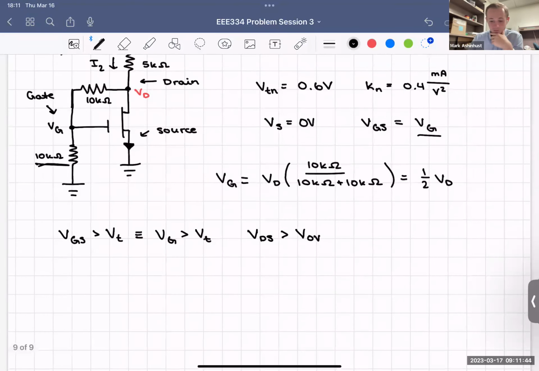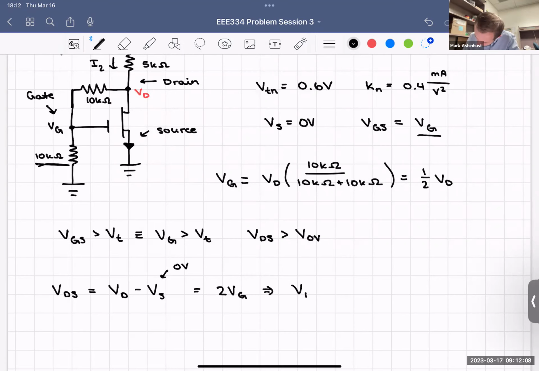So from this, we know that VDS, we can split up VDS. So VDS is voltage at the drain minus voltage at the source. We know voltage at the source is 0 volts. We also know what voltage at the drain is in terms of voltage at the gate. Voltage at the drain is actually 2 times voltage at the gate. So VDS equivalently can be written as 2 times voltage at the gate.